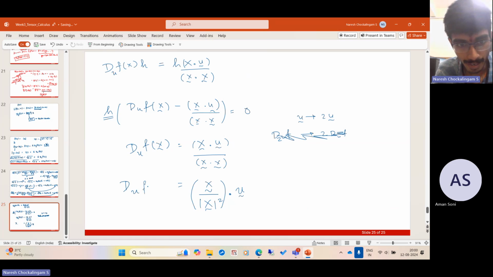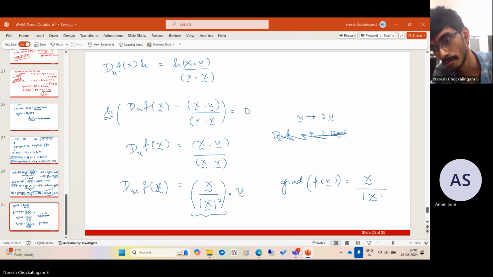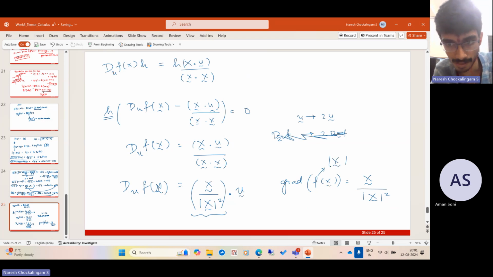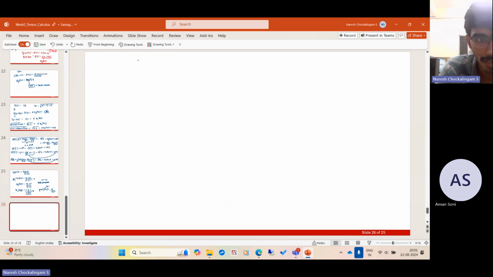So du f of x is nothing but this. Now, by definition, the quantity that acts on a direction to return the directional derivative in the specified direction is called the gradient. So the gradient of f of x is x divided by mod x square in this case. Here f of x is mod x, the magnitude of the vector x. Now we can also cross check this using the indicial notation.